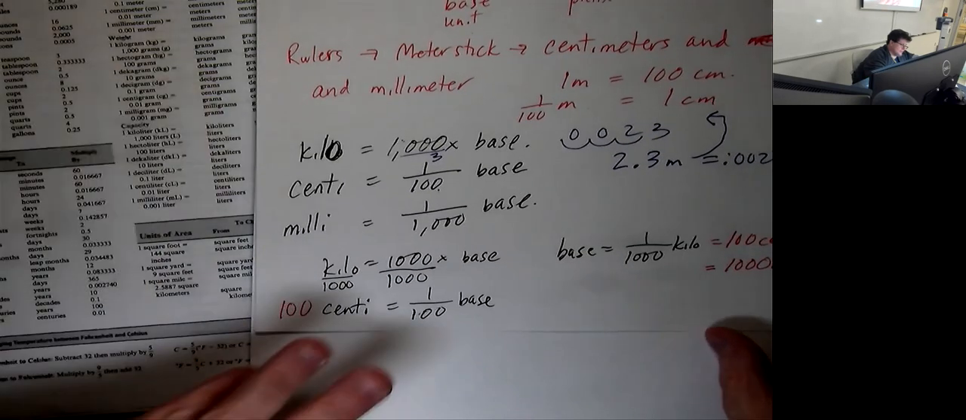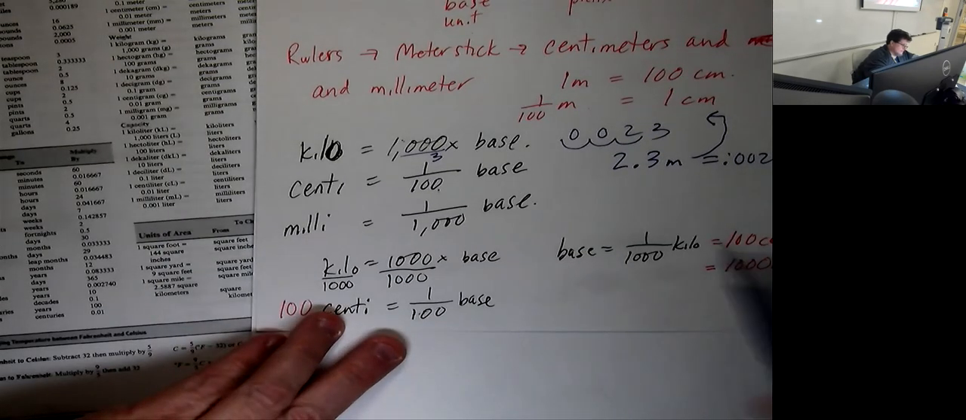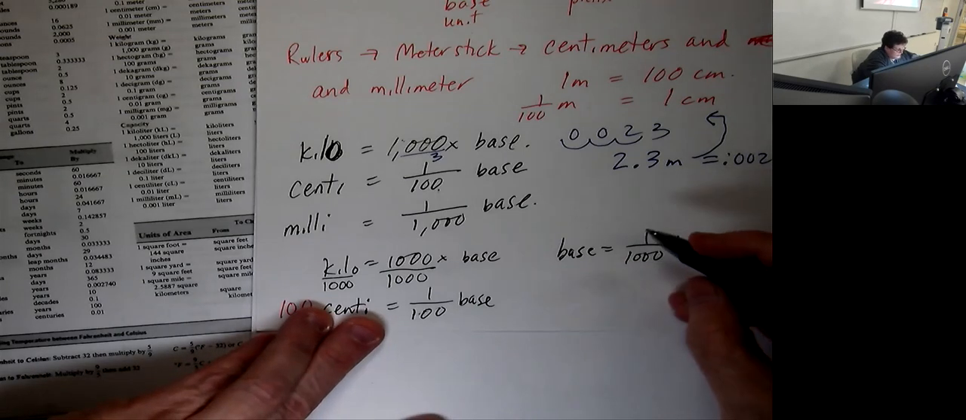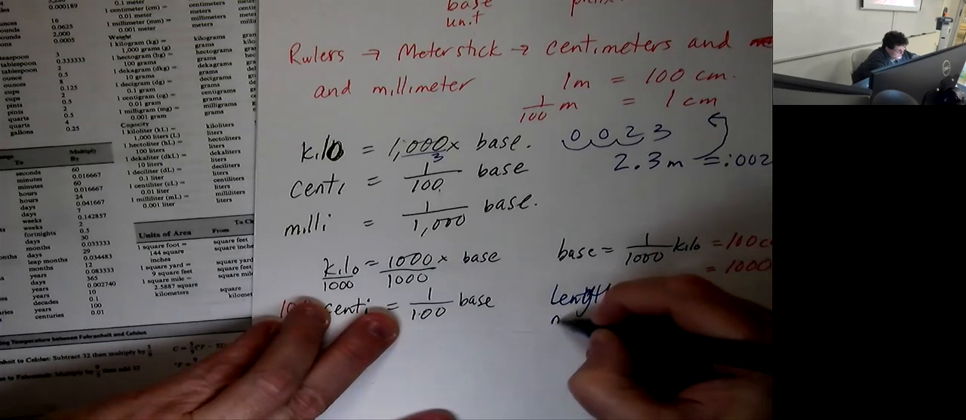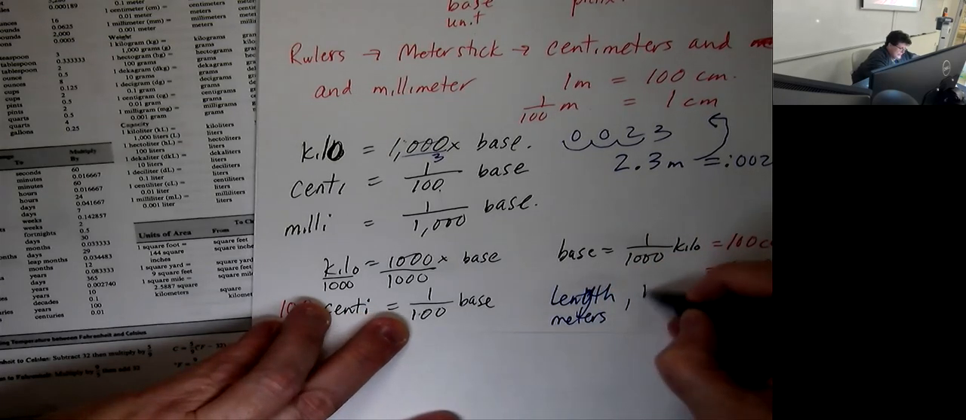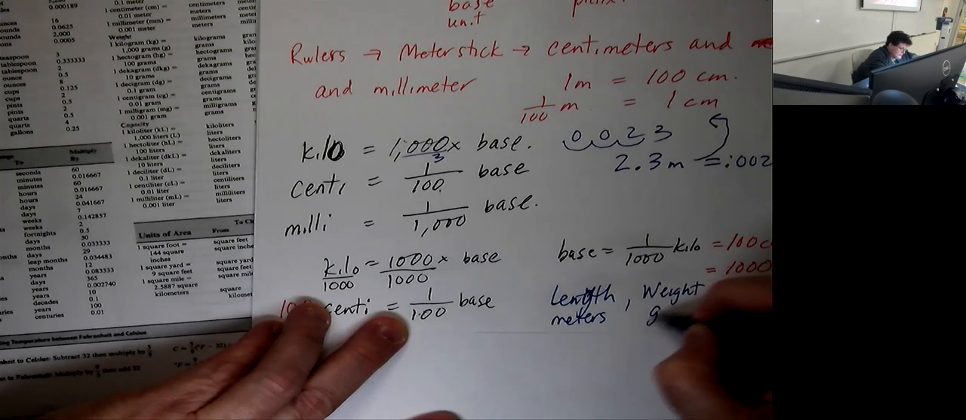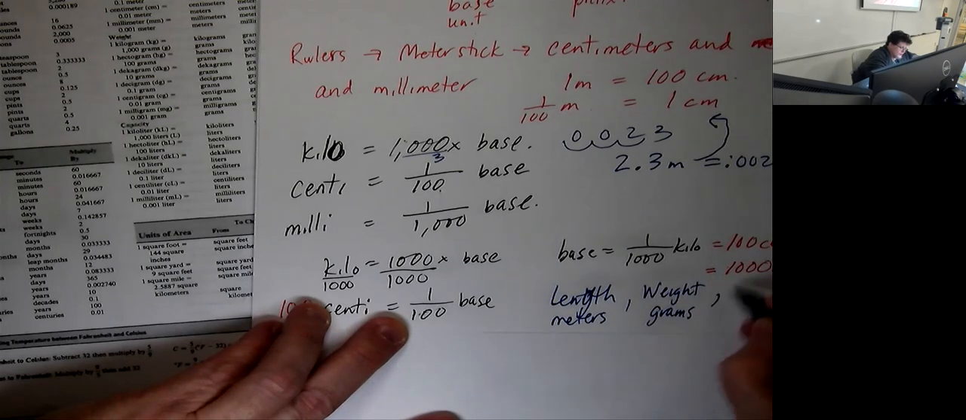The main ones in the metric system that are different than the US are length, which they do in meters. They do weight in grams. And they do volume in liters.